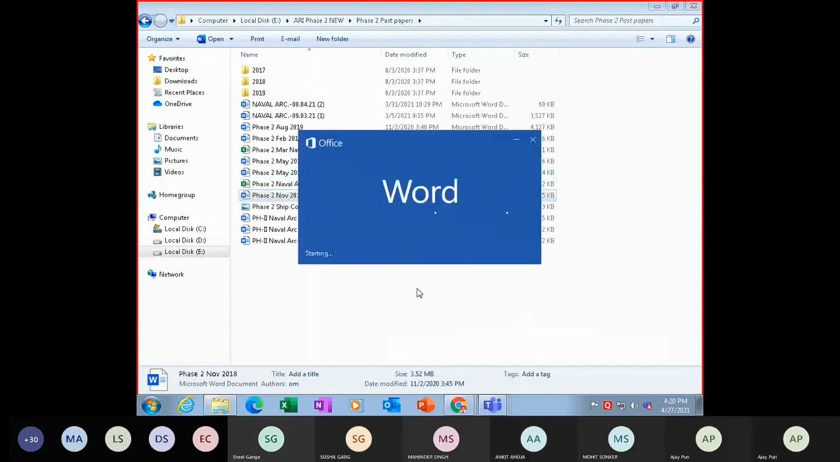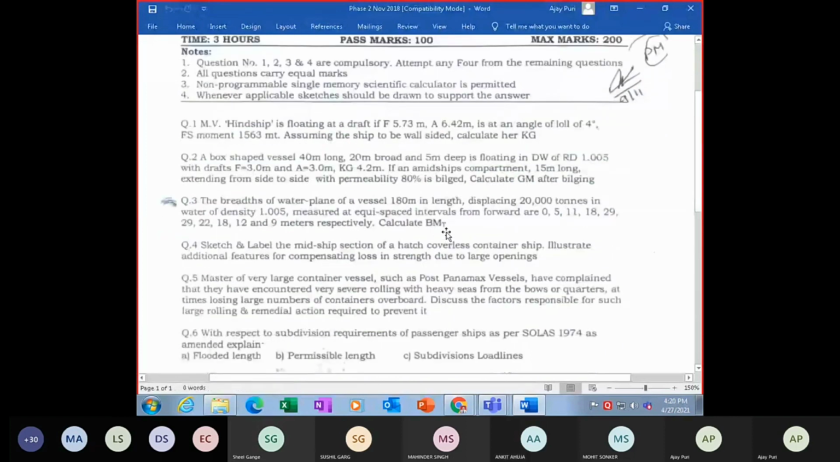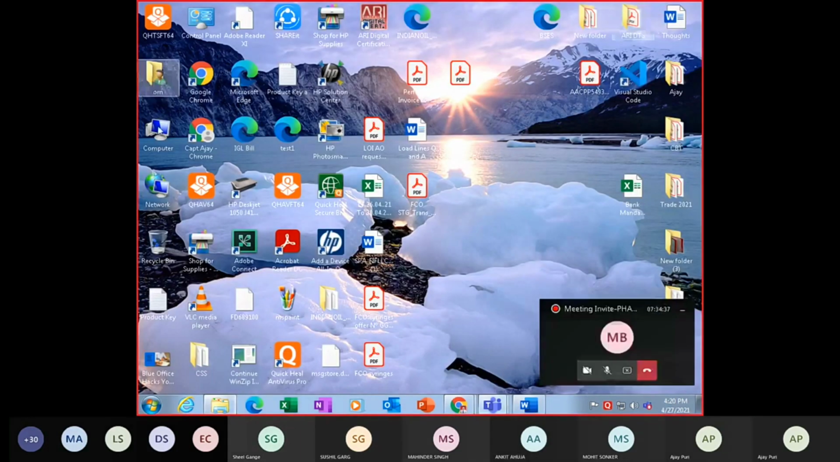The 2018 paper we are doing. Sketch and label the midship section of a hatch coverless container vessel. Illustrate additional features for compensating loss of strength due to large openings. So here you have to mention the gusset plate. Let me show you what is a gusset plate. Today I just drew it for second mates. So I'll explain what a gusset plate is and how to compensate for that loss.